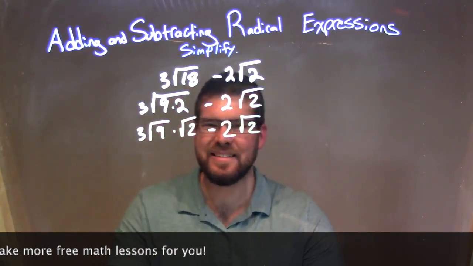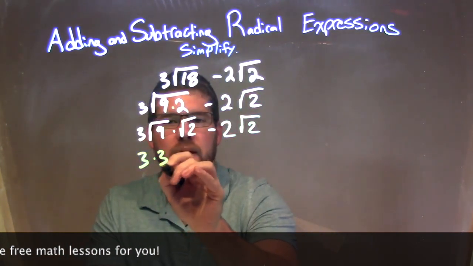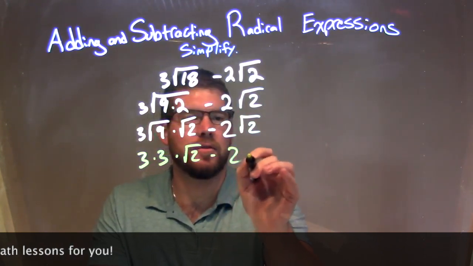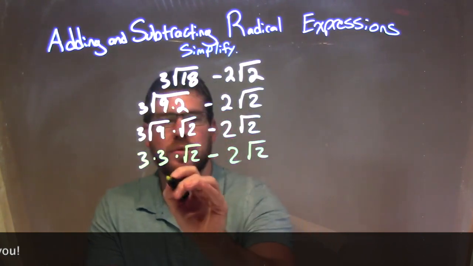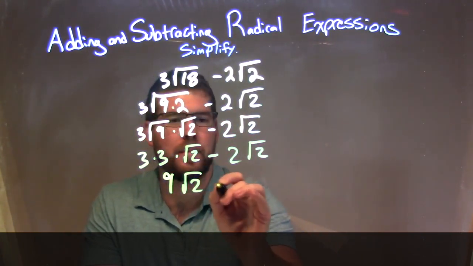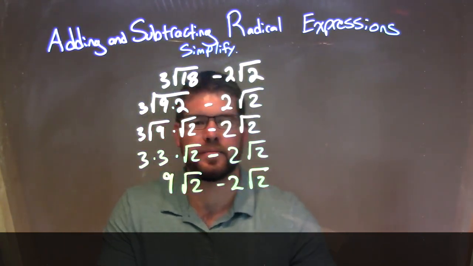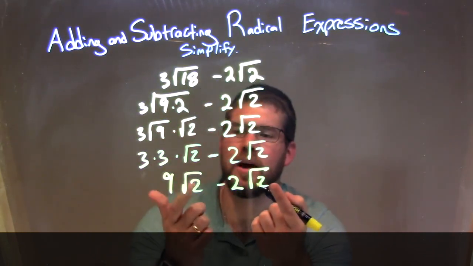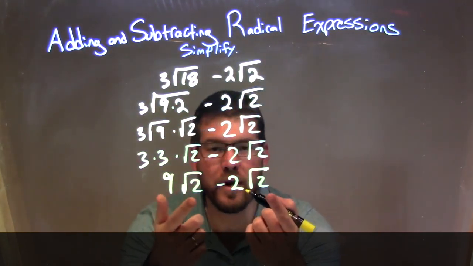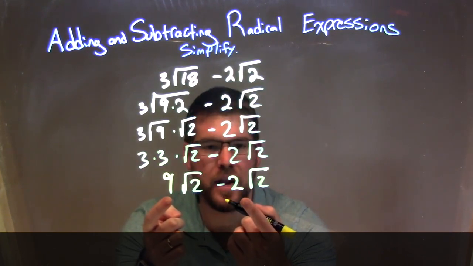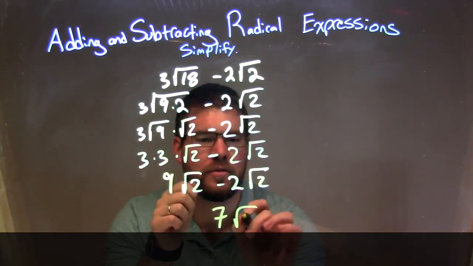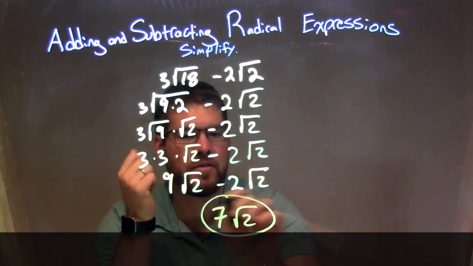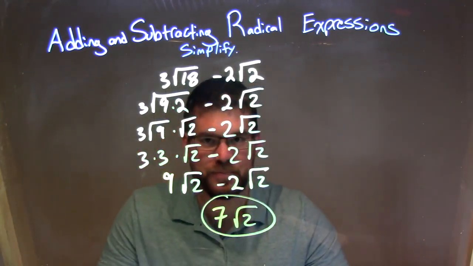Square root of 9 is pretty easy. That's a 3, so we have 3 times 3 here times the square root of 2 minus 2 square root of 2. Well, 3 times 3 is just 9, so we have 9 here times the square root of 2 minus 2 square root of 2. So now, since both have the square root of 2 right there, we look to what's in front of it, the 9 and the 2. 9 minus 2 is a 7, and then we can just bring down the square root of 2 to give me my final answer here of 7 square root of 2.